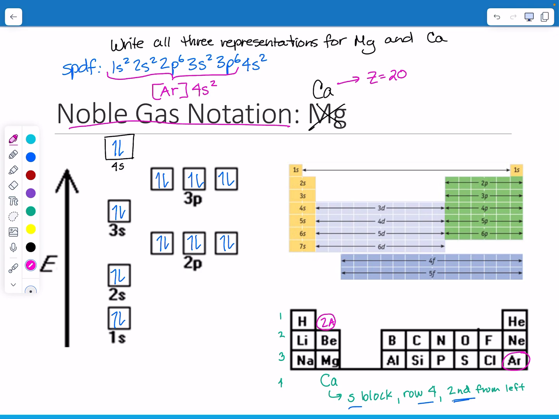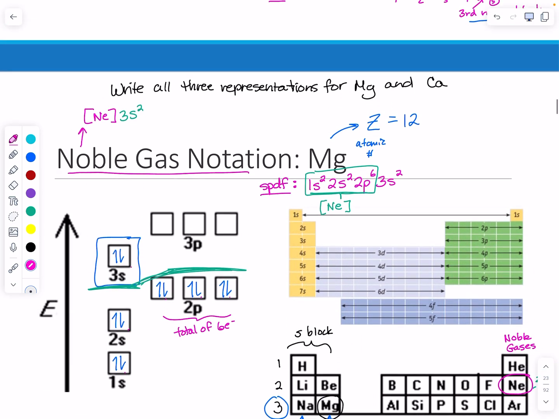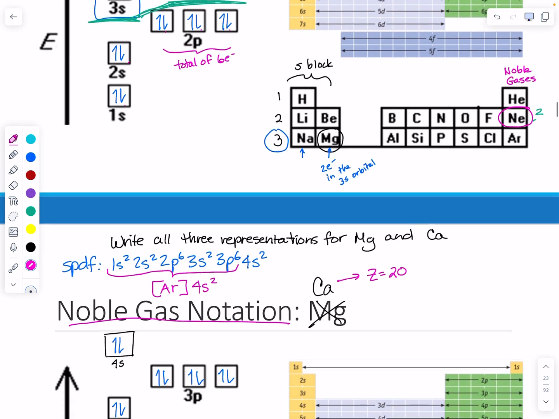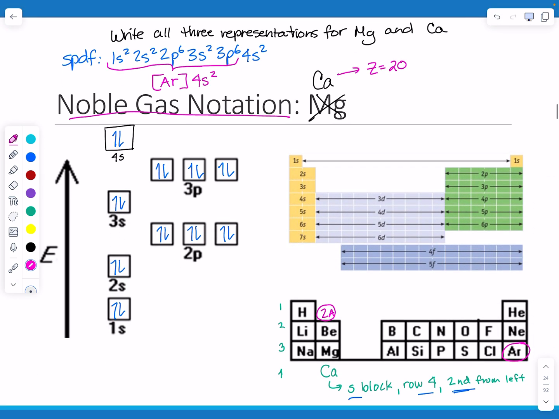And what is common to both of these elements? How many valence electrons do they have? 2, okay? So if we were to move around the periodic table in the s and p blocks, what we would find is that everybody in the same column has the same number of valence electrons. They're only going to differ in what that n number is before the highest energy orbital.